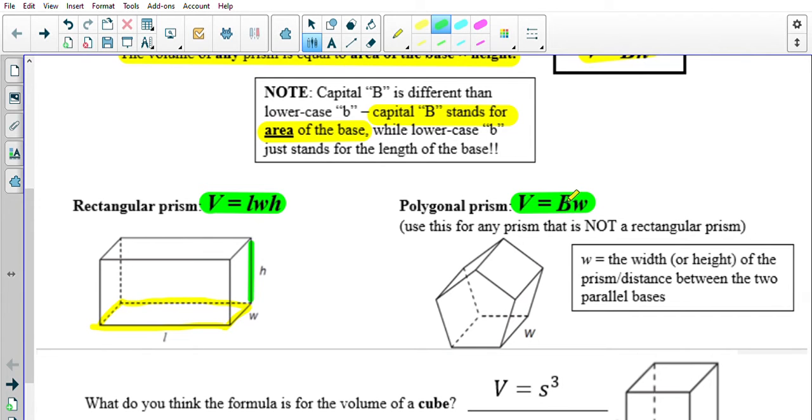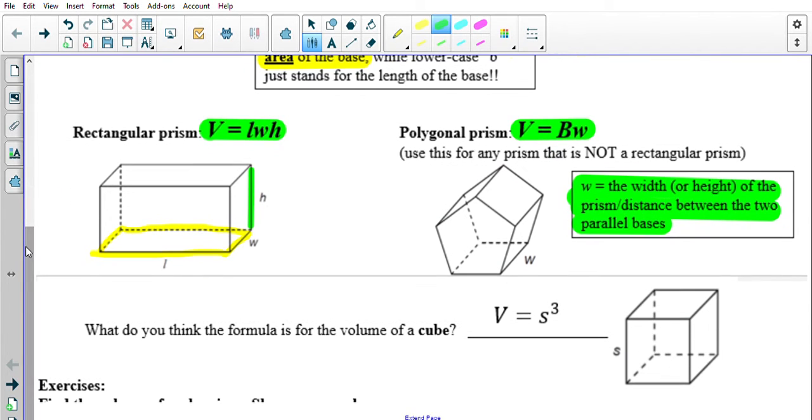Again, capital B represents the area of the base. W, I don't love the usage of that. I'd rather use H, but this is what the formula sheet uses. W is the width or height of the prism. It's the distance between the two parallel bases. That's really important for us. This part is not on your formula sheet, but the picture is given, so that should help you determine what W stands for. And again, capital B, I'm going to stress this many times, represents the area of the base.